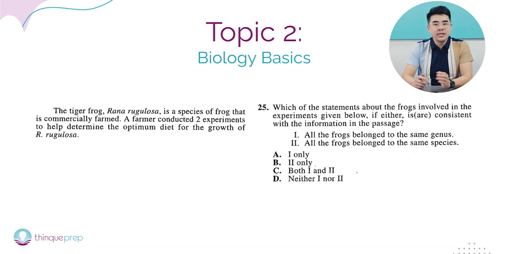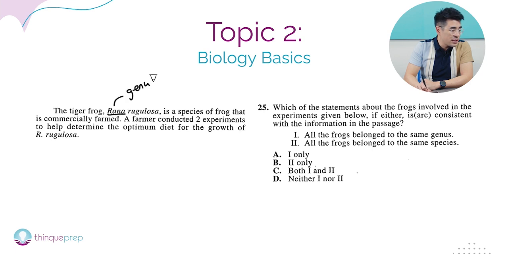So then this goes to our genus and species thing that I shared with you earlier. This one asks, which of the following statements about frogs involved in the experiments given is or are consistent with the information in the passage? Passage means you're going to look at the beginning usually. And so we see the tiger frog, and they give the name. Rana is the genus name, and rugulosa is the species name. So that's how we determine the difference between genus and species.